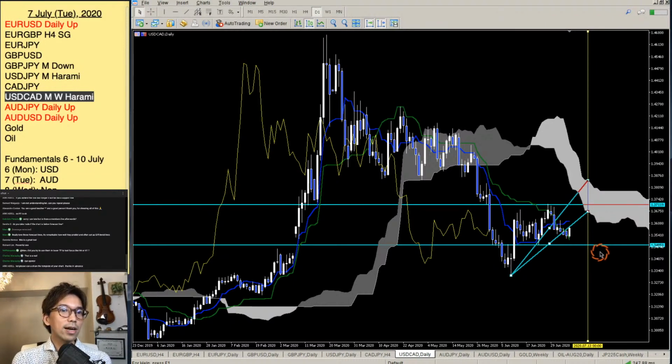So we must pick the current lowest candle or highest candle. Yes, the current lowest or the highest of the candle. And you draw these lines to Senko span A and B.